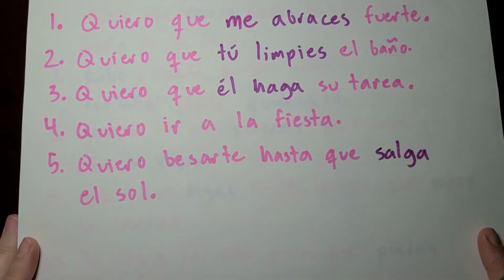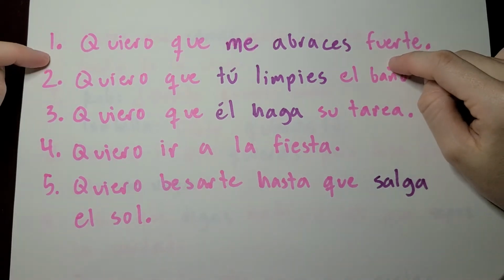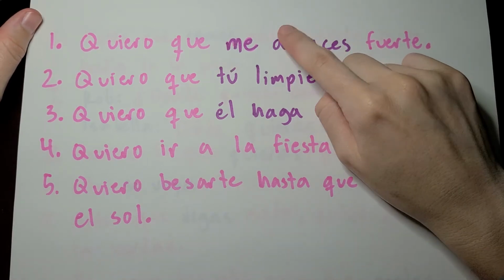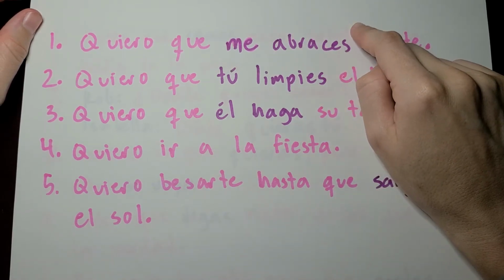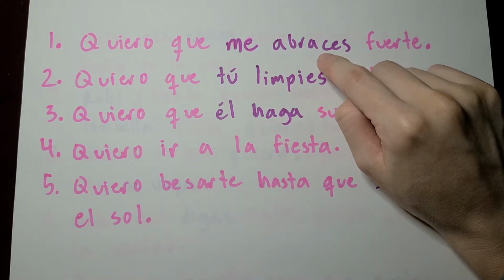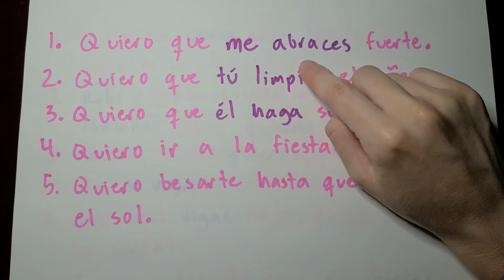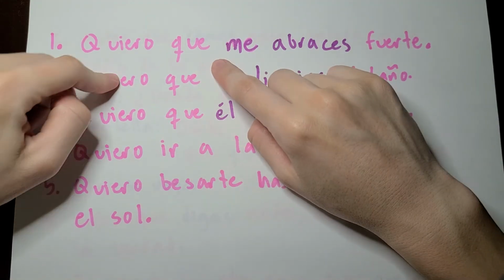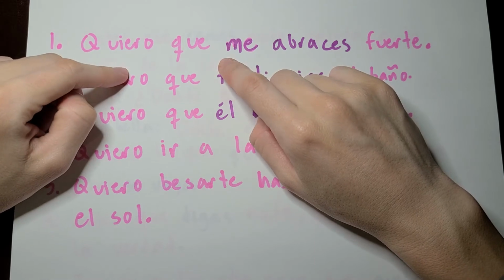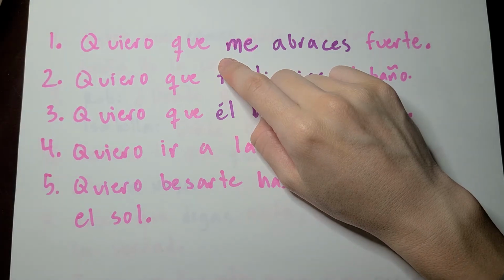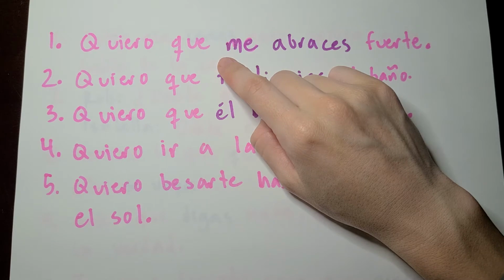Okay. Example 1. Quiero que me abraces fuerte. Abraces comes from abrazar, which is an AR verb. Here it's in the subjunctive, so it becomes an ER-IR ending. So abraces. So quiero que means I want that. Now, if you're saying I want to do something, you use the infinitive form. But if you're saying I want you to do something or I want somebody else to do something, then you need to use the subjunctive form.